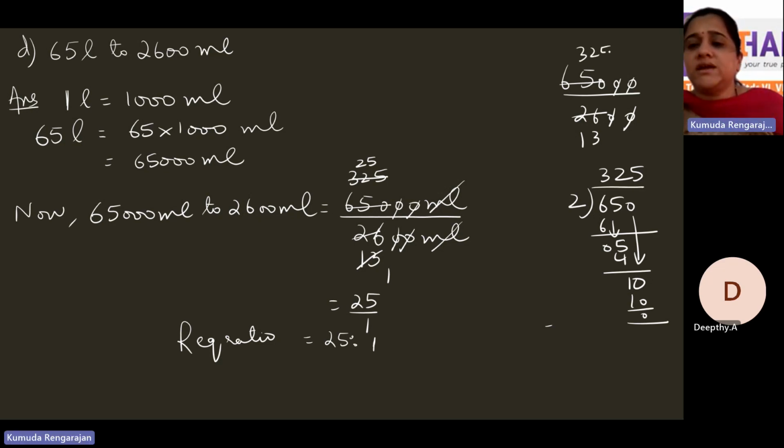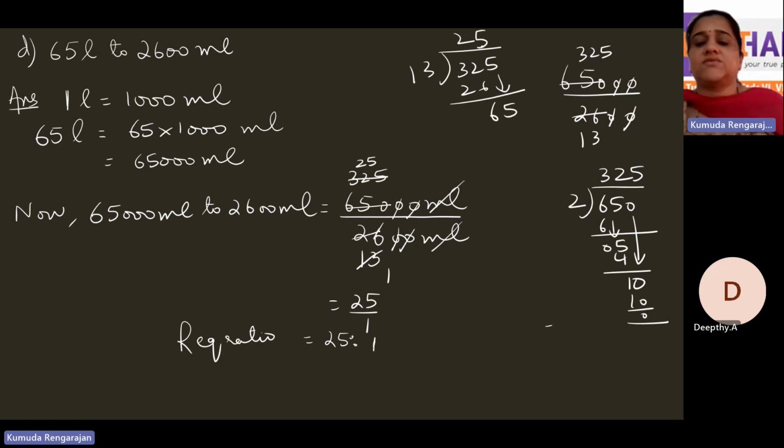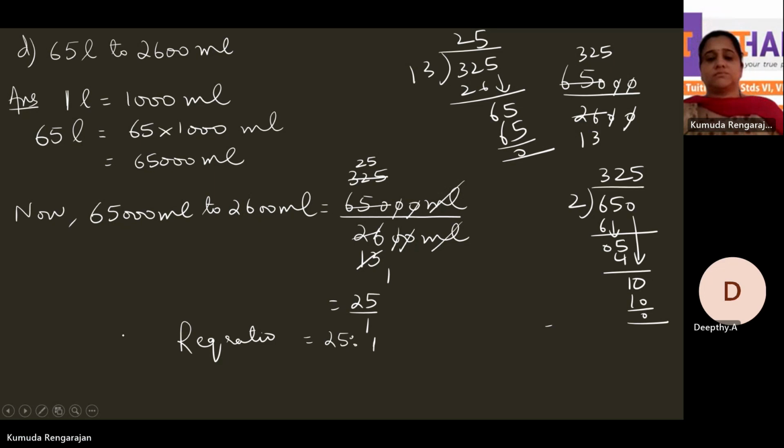Okay, so then after that, since 13 is a prime number, we'll try to divide 325 by 13 itself. So 13 into 325. 13 twos are 26. 6 is the remainder. 5 comes down. 13 fives are 65. 0. Correct? Good. 25 is to 1 is the required ratio.